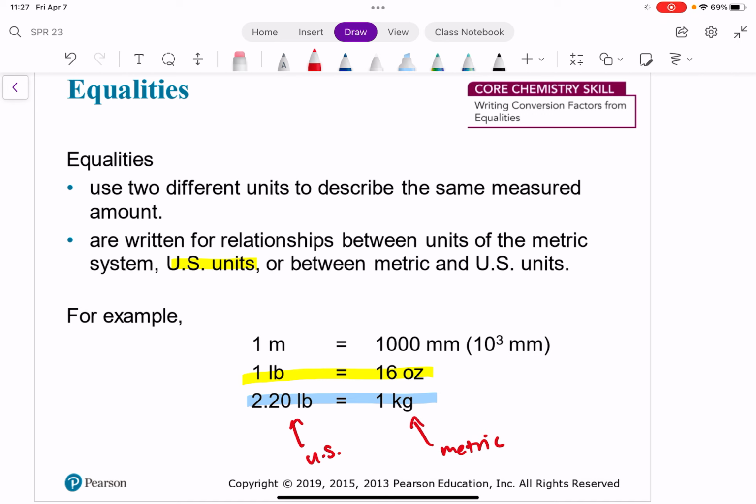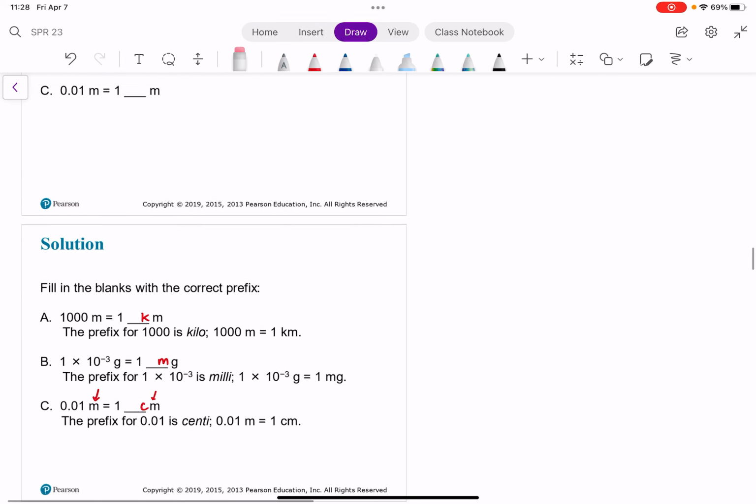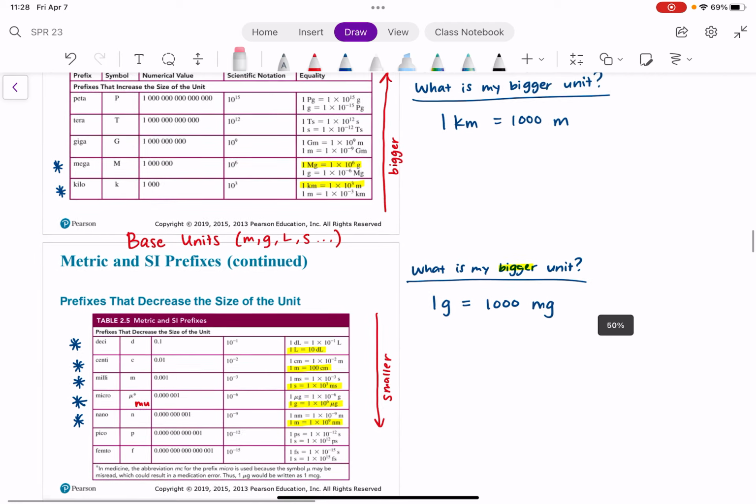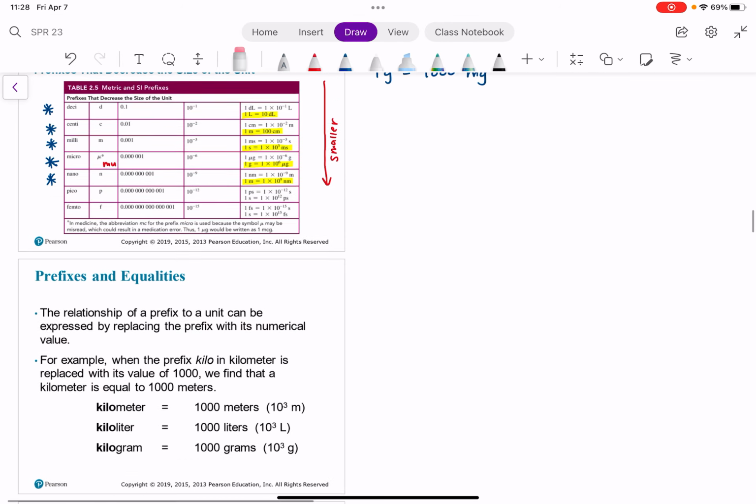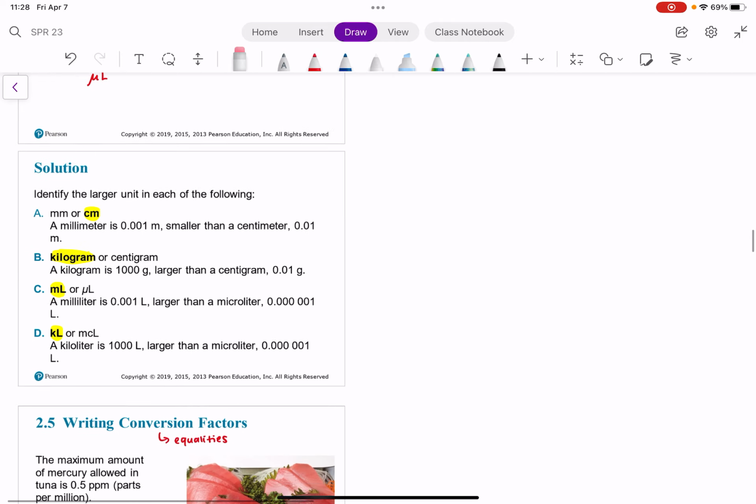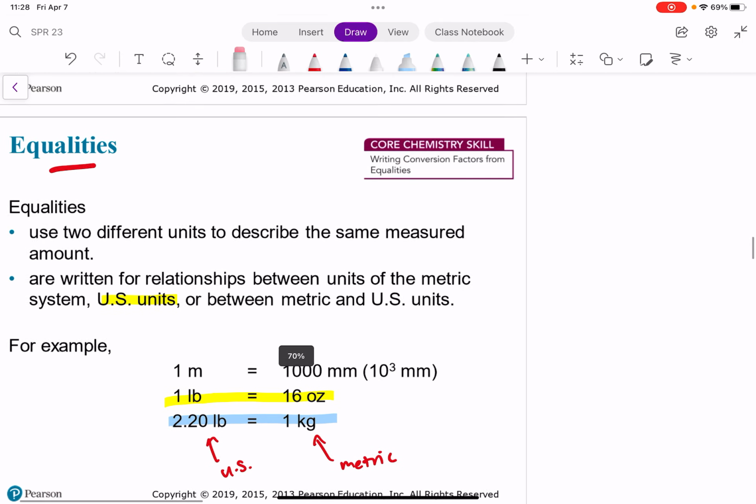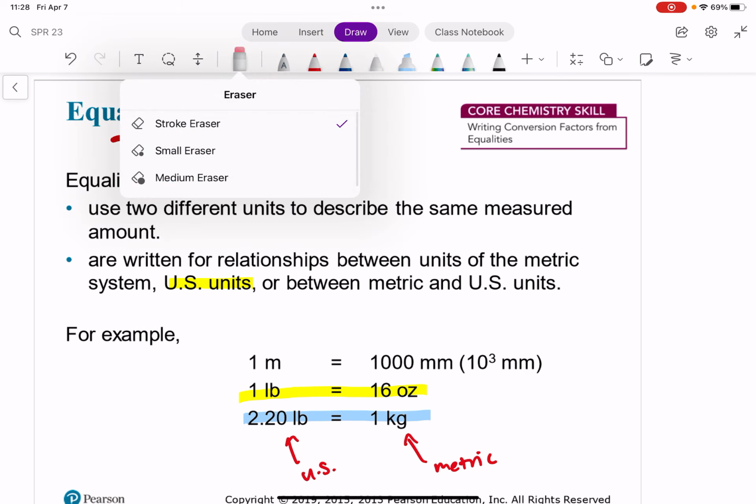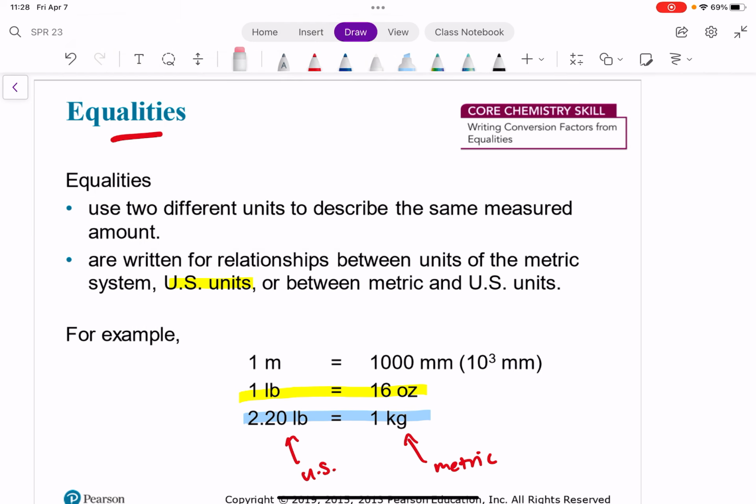Anytime that you are converting using US units, I will give you that conversion factor or that equality, okay? So you are not expected to memorize that 1 pound is 16 ounces. You are, however, expected to memorize those ones I starred for the metric system, okay? So you need to remember those, but you don't need to remember any of the US system equalities or conversion factors. I will give you those on a test if you need them. You will need to convert between US and metric, but I'll give you these equalities.